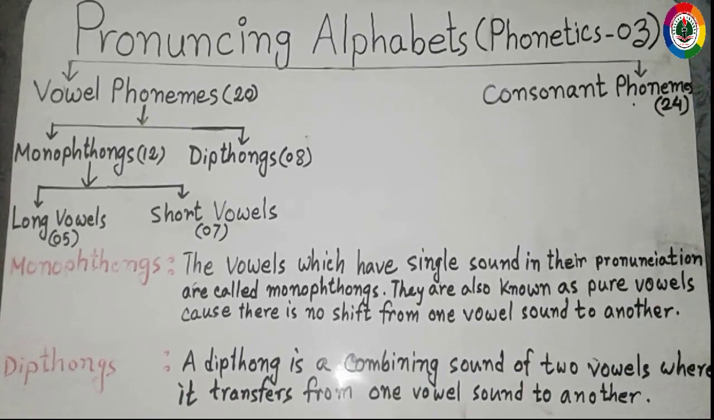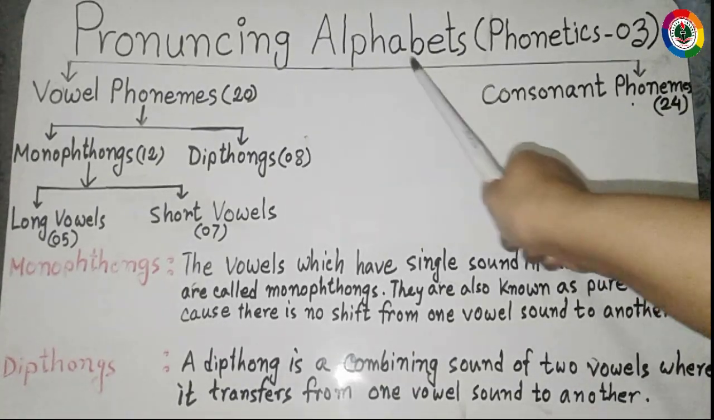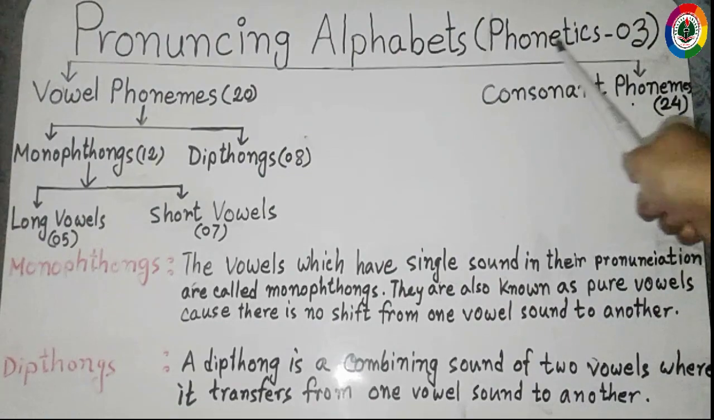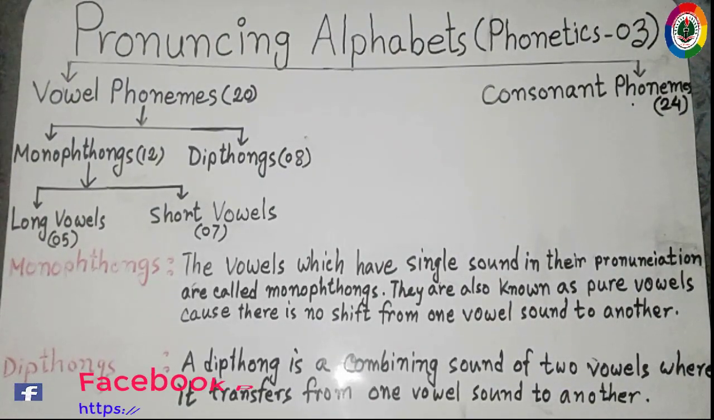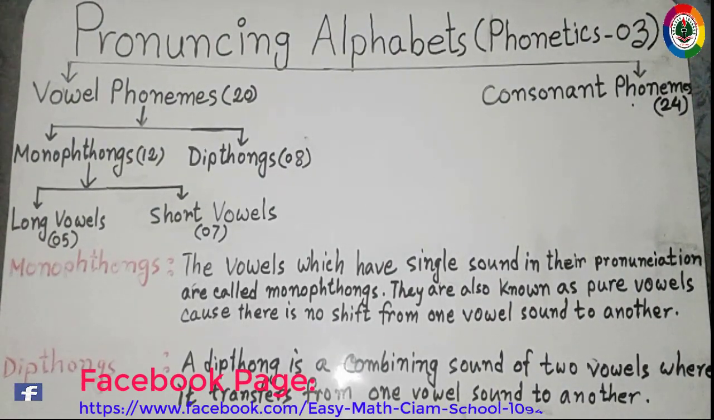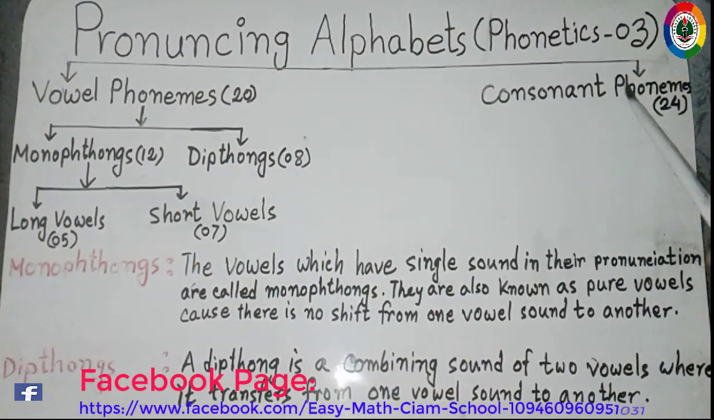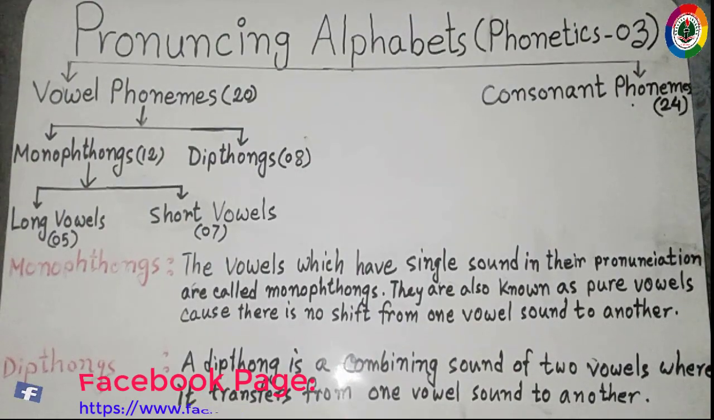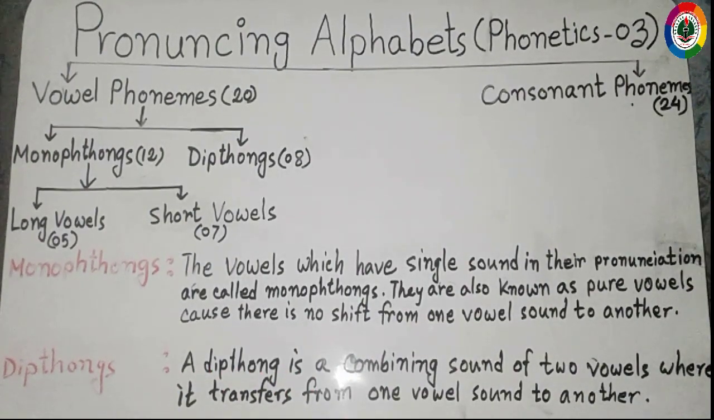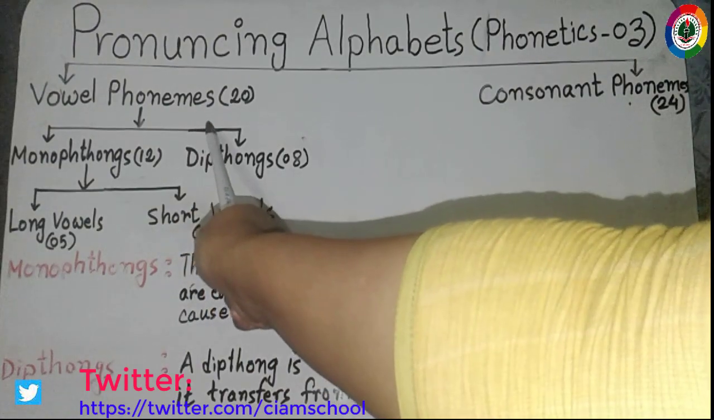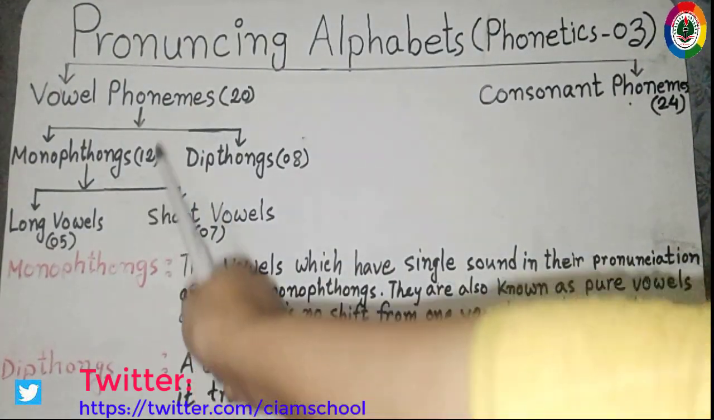Today, I have come with my third session, that is, pronouncing alphabets phonetics part 3. In my last two classes, I showed you how these 44 alphabets are divided into 20 vowel phonemes and 24 consonant phonemes. And in phonetics part 2, I showed you how to recognize some IPA phonetic transcriptions. Today, we'll go through the vowel phonemes and how they're classified.